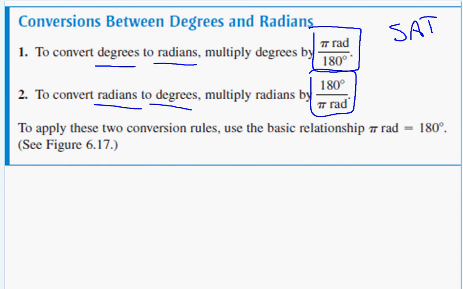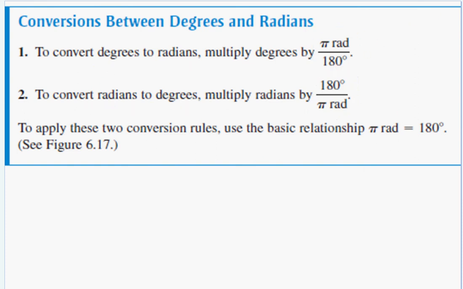And I'd like to point out here, whatever they give you goes into the denominator. Here they give you degrees to convert. That means the 180 degrees is downstairs. And you'll see why that's important when we do an example. If they give you radians, the radians go in the denominator, the degrees in the numerator. And again, you'll see why in the upcoming example.